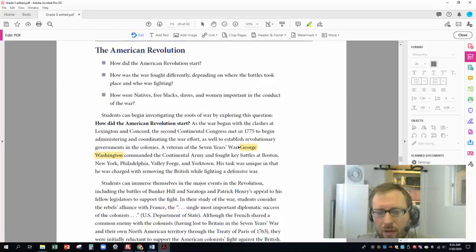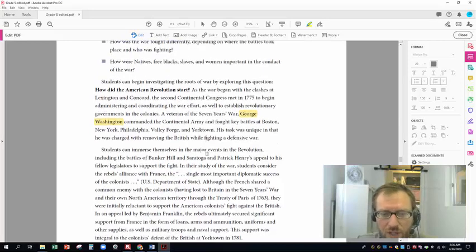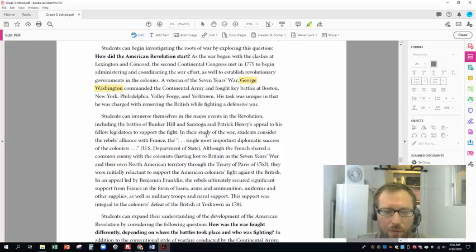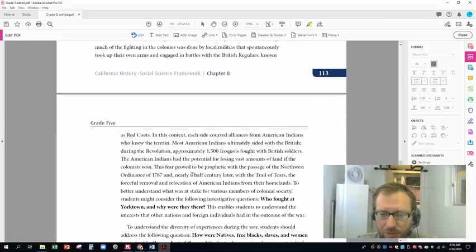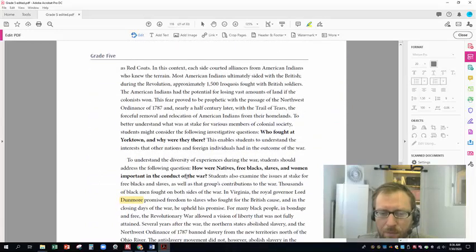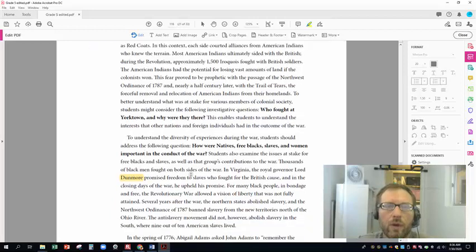So we get into the American Revolution, key figures like George Washington, fighting the different battles in different places. You can get specifics over who fought where, how. And then finally, how were natives, free blacks, slaves, and women important in the conduct of the war. It looks at Lord Dunmore's proclamation in Virginia about freeing slaves who would fight for the British.